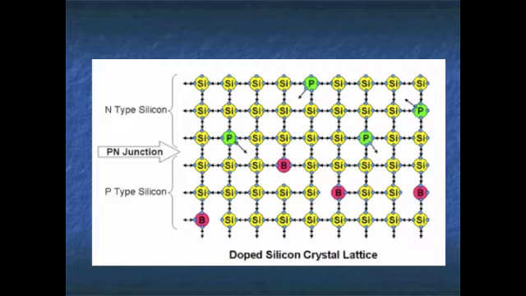Note the 4 holes. The tendency now is for the electrons to move across the p-n junction to fill the holes. When the electrons move from a high concentration to a low concentration, it is called diffusion.